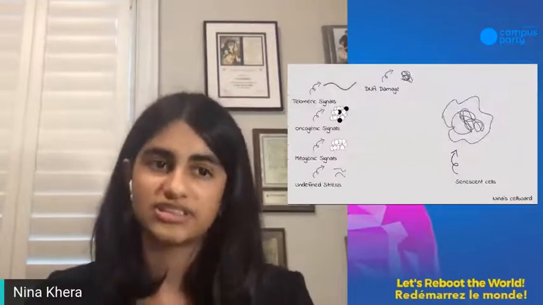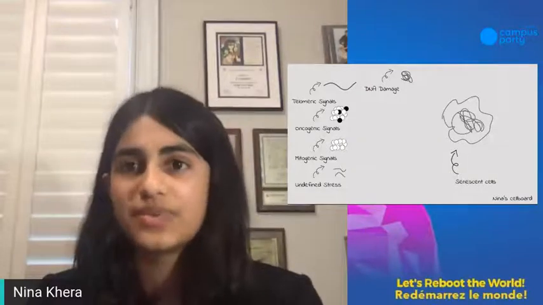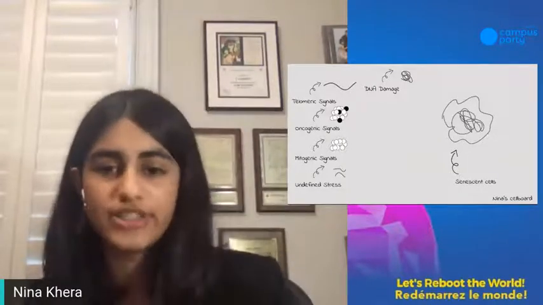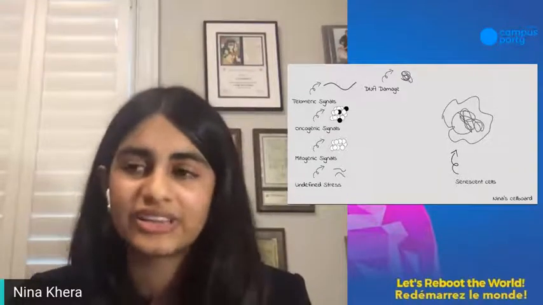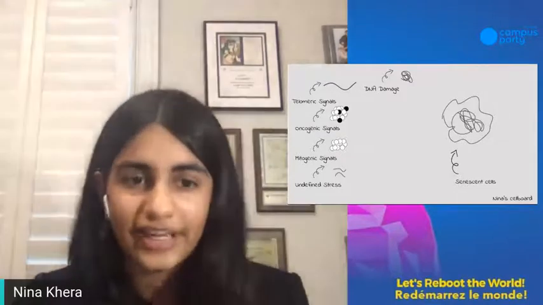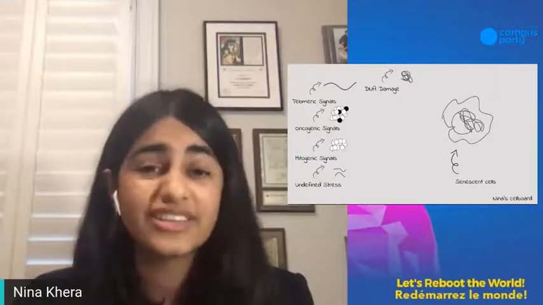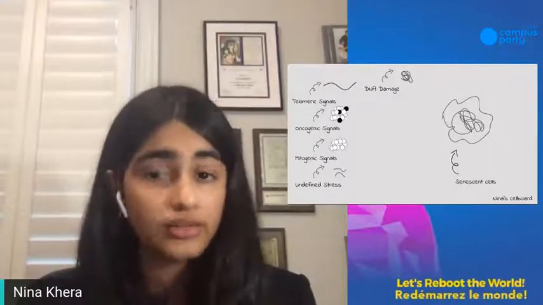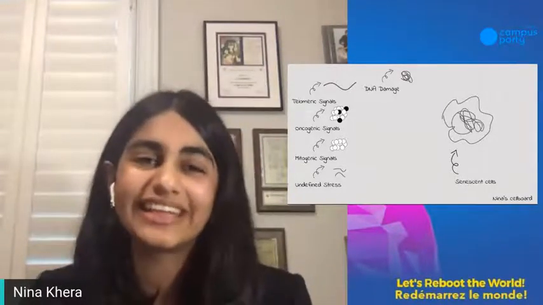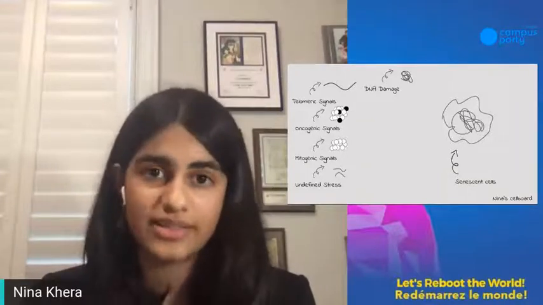There are also some other causes, like oncogenic signals, when a cell is about to become cancerous, since senescence is pretty much the opposite of cancer. Senescence is when a cell becomes zombie-like, and cancer is when a cell won't stop dividing. There are also mitogenic signals, signals from cells at several points in their cycle. Undefined stress, different stressors placed on the cell, and also DNA damage. This is actually what I'm going to talk about in a second.